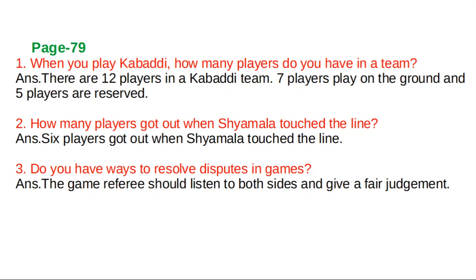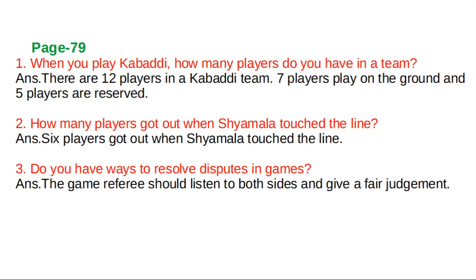Okay children, next. How many players got out when Syamla touched the line? 6 players got out when Syamla touched the line.